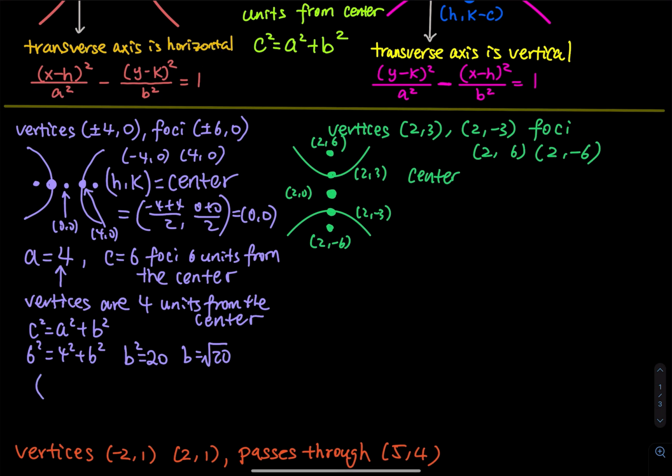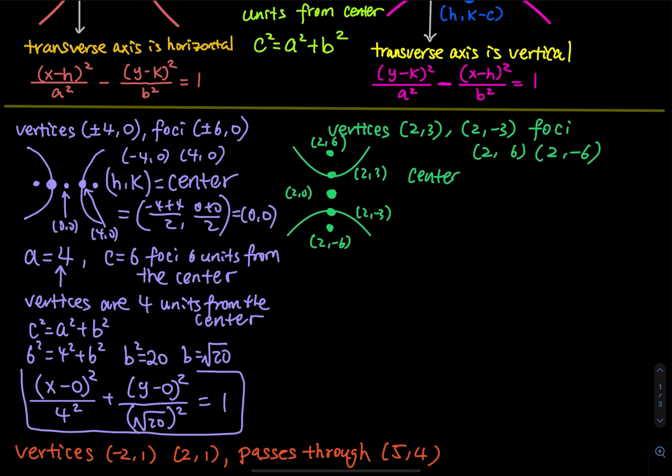You have x minus h, I keep the 0, and then divided by a square, which is 4 square. And then plus y minus k square divided by b square, which I would like to put as square root of 20 square, because that is what the formula states, b square. Okay, I will keep that as a square. And then you box that. This is your final answer, and that is the standard equation of this hyperbola.